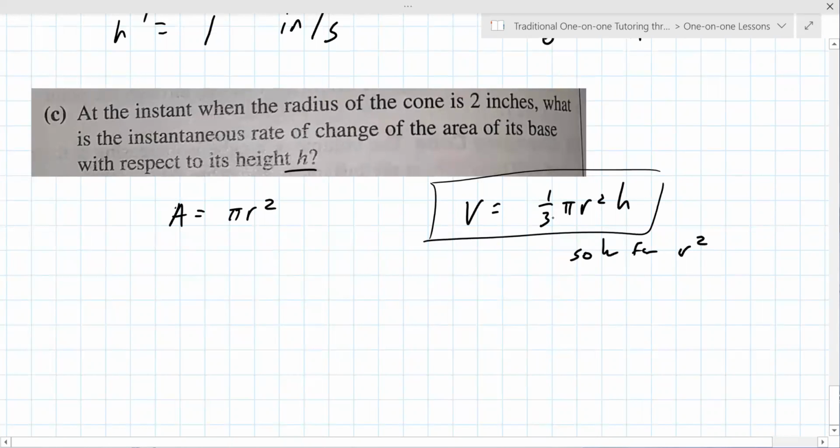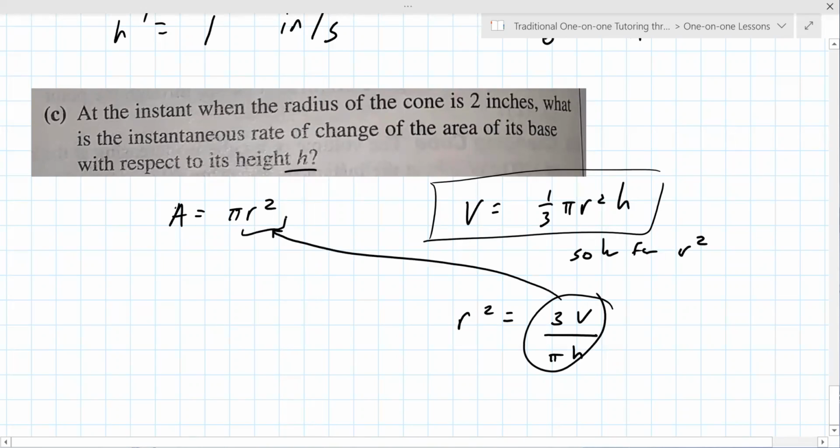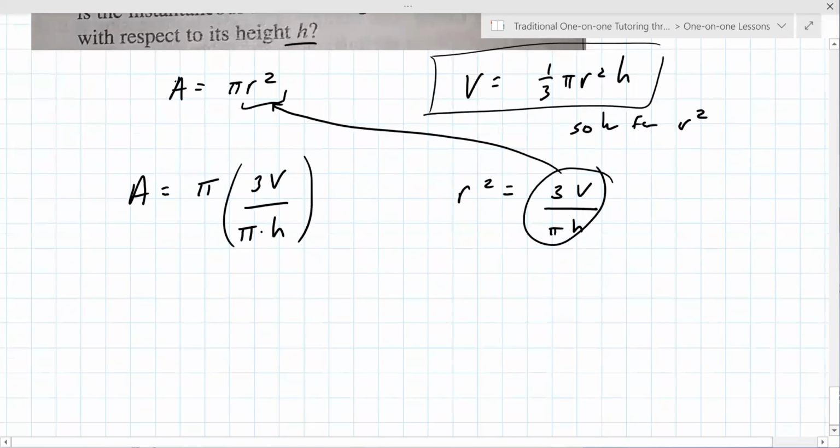Okay. So r squared is 3V over pi h. This is one of those sort of advanced techniques where you solve for the square of the variable, or you solve for something other than just the variable itself. The area is pi times 3V over pi times h. And these pi's cancel. So your area is 3V over h, or 3 times V over h.